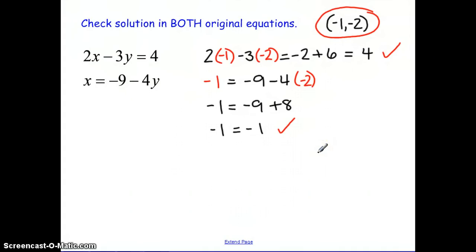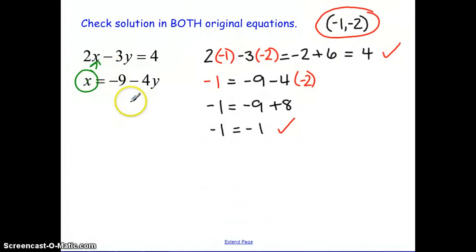So the great thing about these problems is that once you find your solution, you have a surefire way to know if you're right. If you get an answer, you want to plug it back into both original equations, and if it works in both, you know the problem's right. There's not even any guessing. Now, in this example, it was really convenient because this second equation, x equals negative 9 minus 4y, was already solved for x, so it was really easy to make this substitution up here for that x.